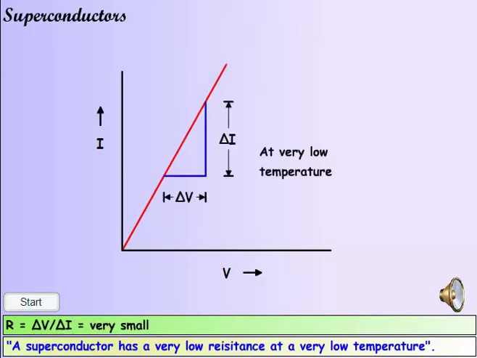Superconductors have very low resistances at low temperatures. So, by changing the voltage by a small amount, the current increases substantially. The graph, current versus voltage, is very steep for a superconductor.